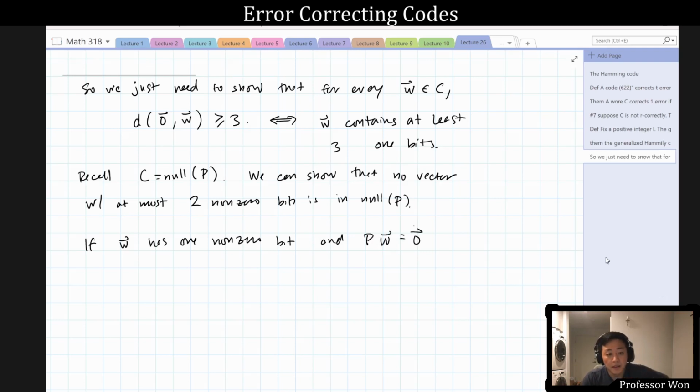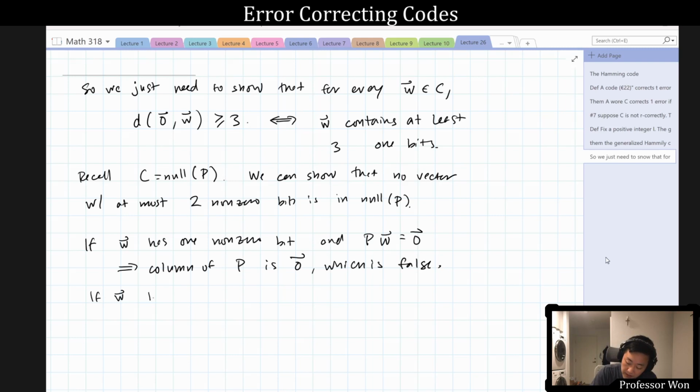Well, what does this mean? That means that W is like a standard basis vector, which means that P times W is just picking out a column of P, which means that one of the columns of P is 0. But that's impossible because we said that the columns of P are the non-zero vectors in Z2 to the L. So this implies that a column of P is the 0 vector, which is false by construction. That we defined P to have all non-zero columns.